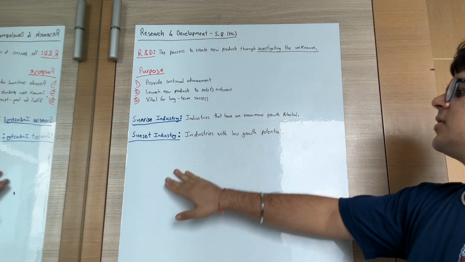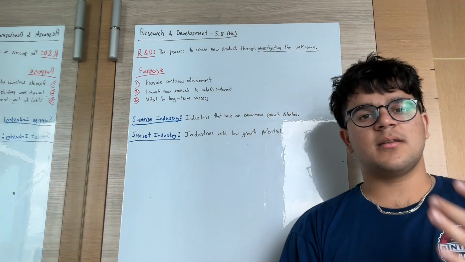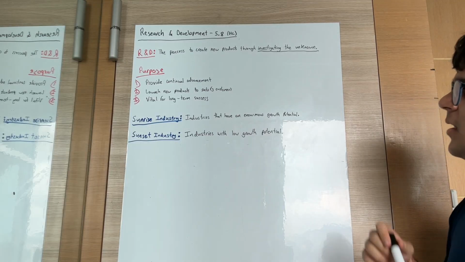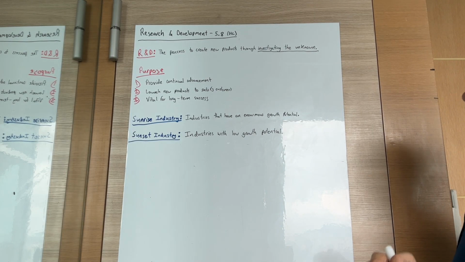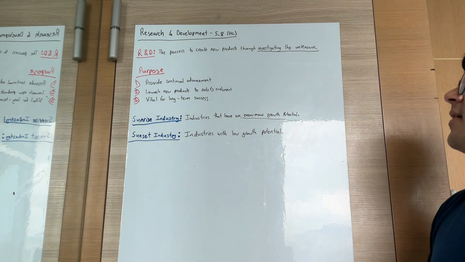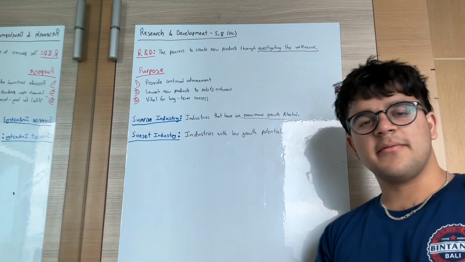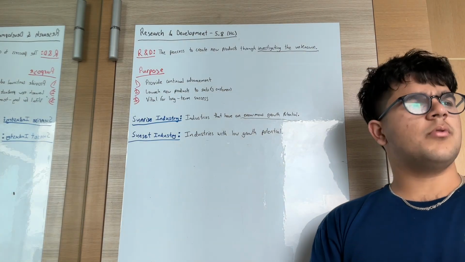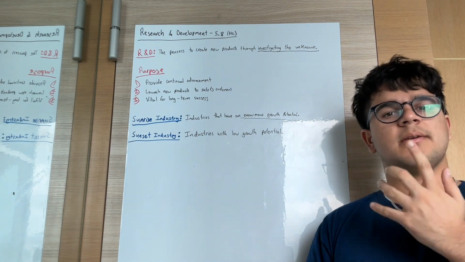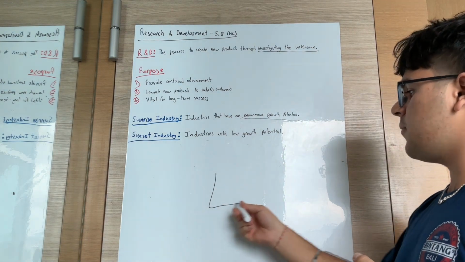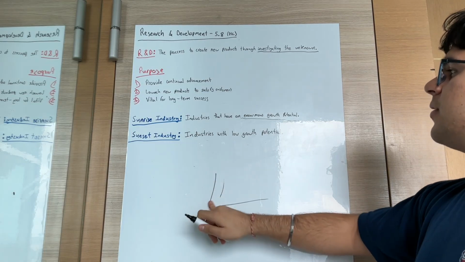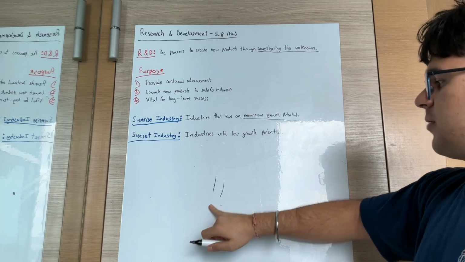So when we talk about research and development, we have two types of industry that it applies to. We have a sunrise industry and a sunset industry. A sunrise industry is an industry that has enormous growth potential. These are industries that are most likely new and are very much growing. An example is when Tesla came out with the EVs, the electric vehicles, the EV market went through this state of enormous growth. So at that point, you could have considered it a sunrise industry.